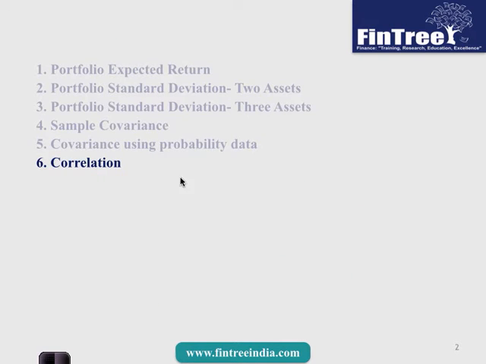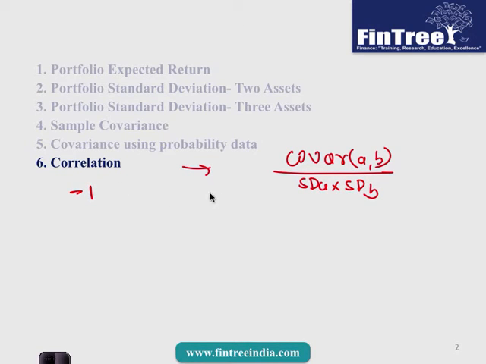Then the formula for correlation. Correlation is nothing but standardized covariance. Therefore, it is the covariance between A and B divided by the standard deviation of A and the standard deviation of B. And correlation is bounded by -1 and +1.